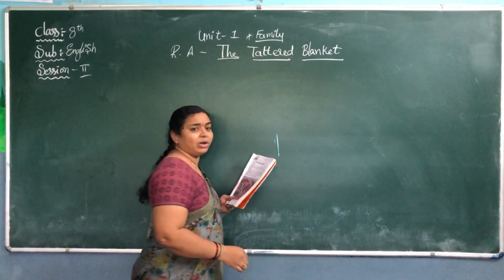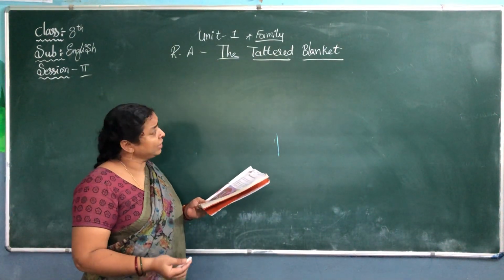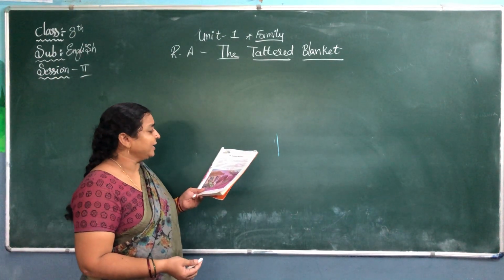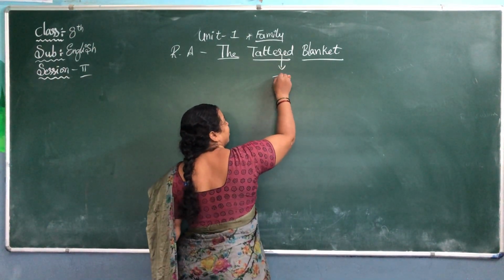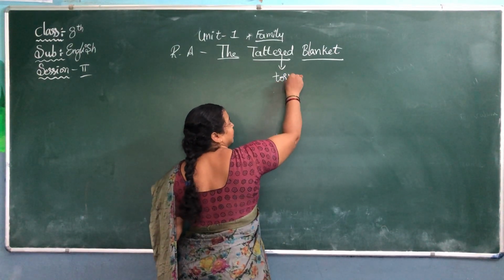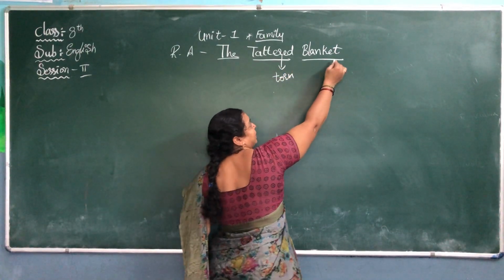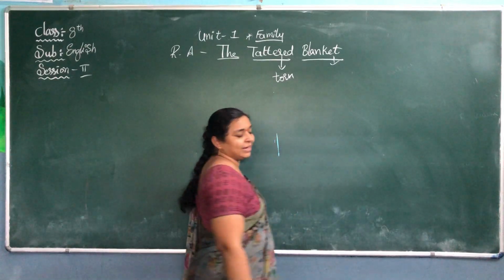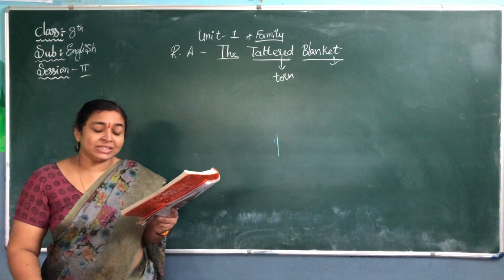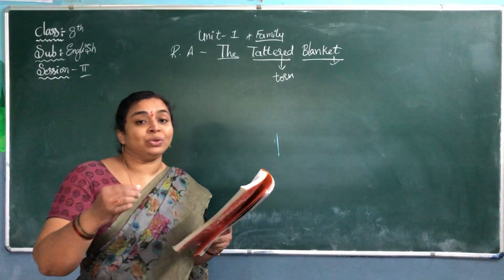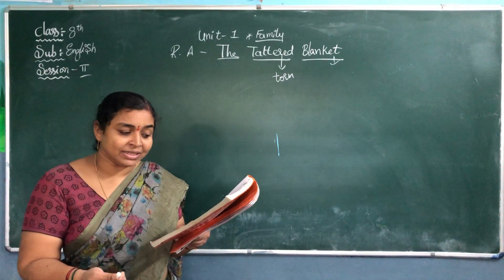Here we are talking about the family. Then how is the title related to this? See, tattered means torn. Blanket means what you know as a blanket which is laid on the bed. How this title is related to the lesson, later we can discuss.